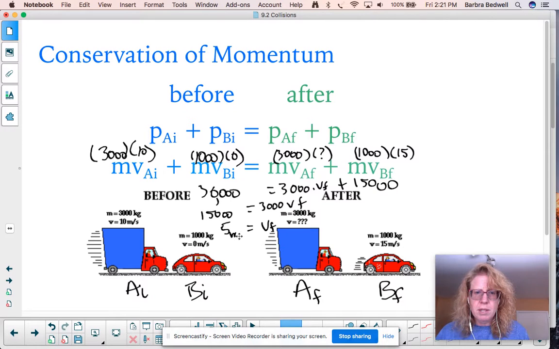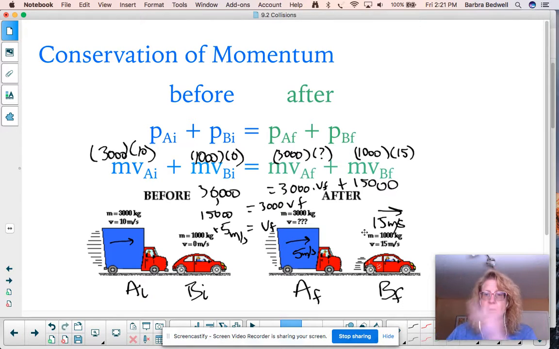Meters per second. Okay, so here's what this means. Signs are kind of important here. I'll talk about this in a second. This is still positive 5, which means it's still moving this direction at 5 meters per second. It started at 10 meters per second. It's now going at 5 meters per second when it's done. And the little car is just shooting out of there at 15 meters per second. So these are both going that direction, and most of that speed now is being transferred to the car. The truck is still moving a little bit.